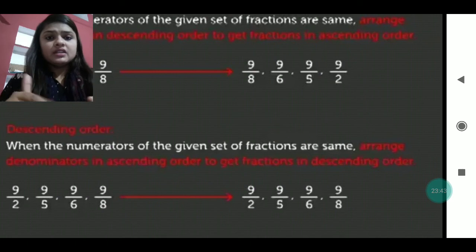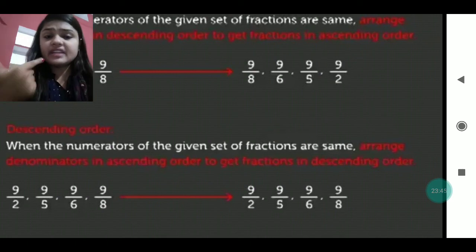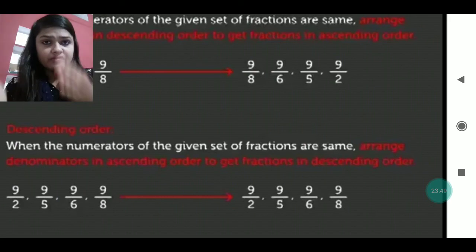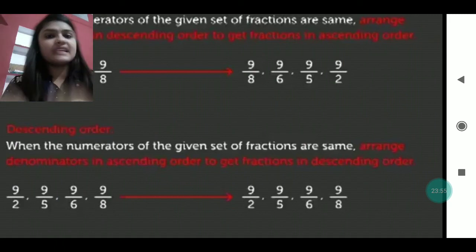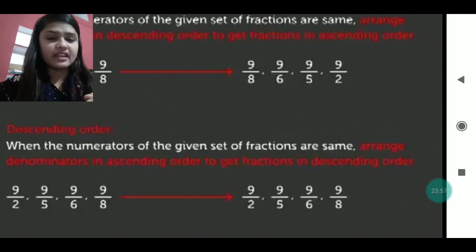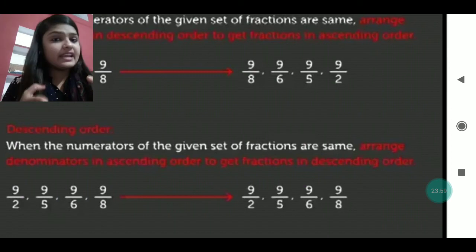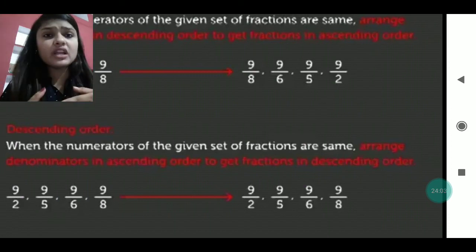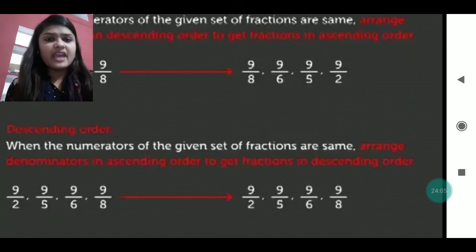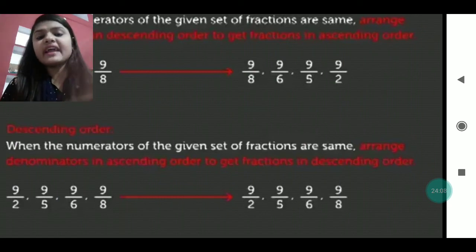Next one, when we are comparing the fractions in descending order, then we have to arrange the numbers in ascending order. Ascending means from the smallest to the largest. Which is the smallest? 9 by 2. So 9 by 2 will become here the greatest.